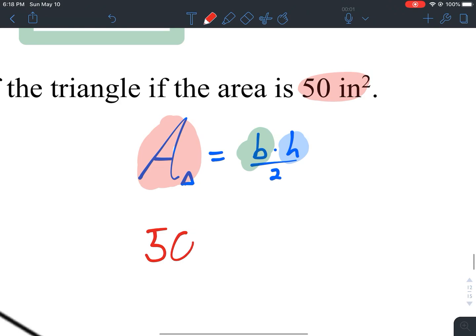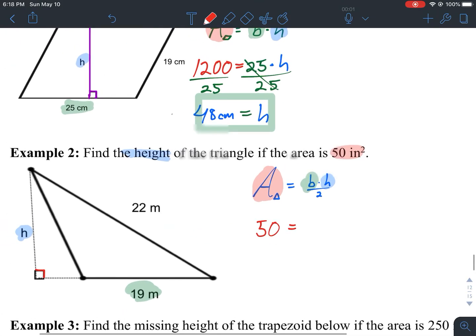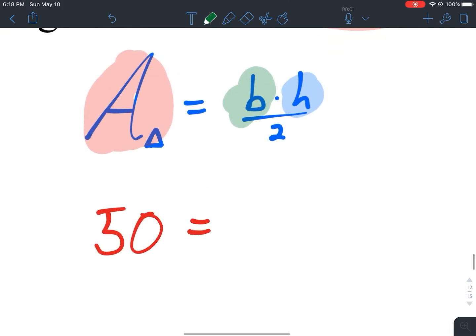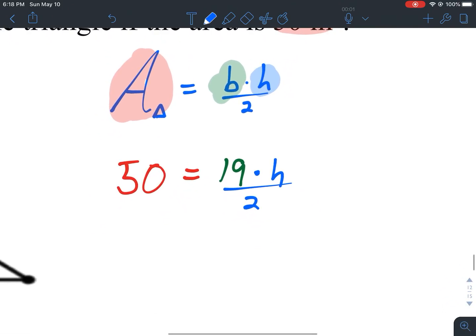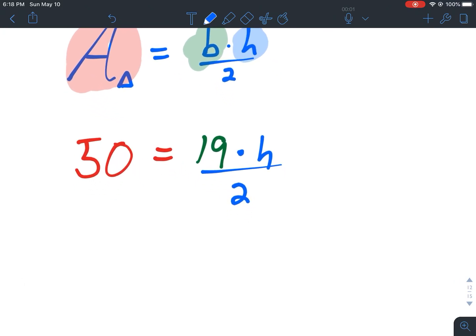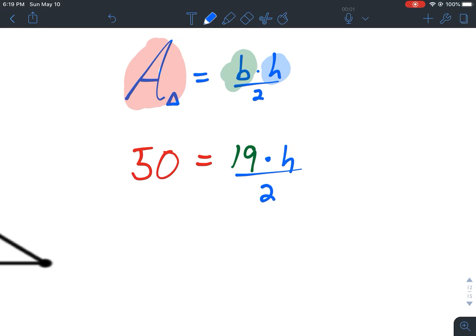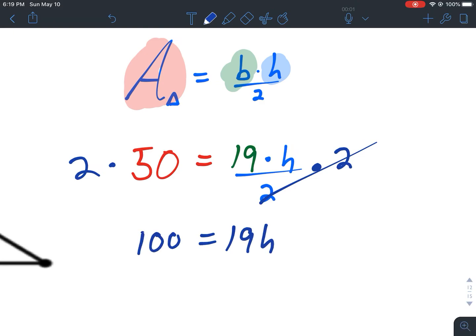So it says 50 equals the base, which is 19. Again, we're substituting the information that we know. 19 times the height, which is what we're trying to find, all divided by 2. Our goal is to get h by itself. So we have to move all the numbers over. The first thing we have to do, since we're dividing by 2, is do the opposite of that, which would be multiplying by 2. So we have 19h equals 100. And then we divide by 19 on both sides.